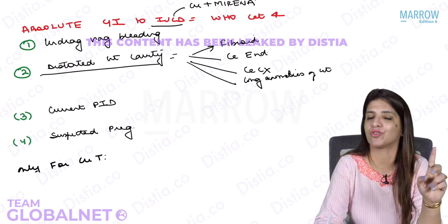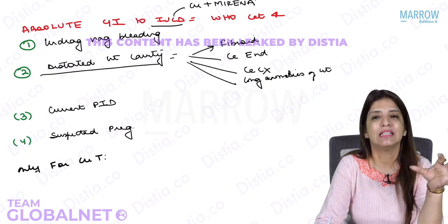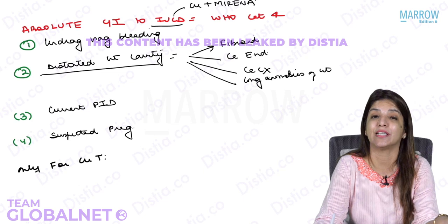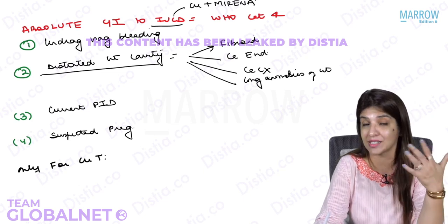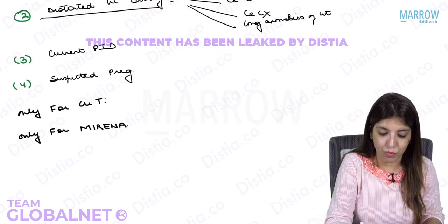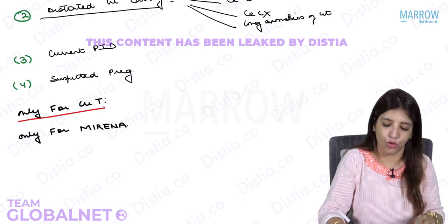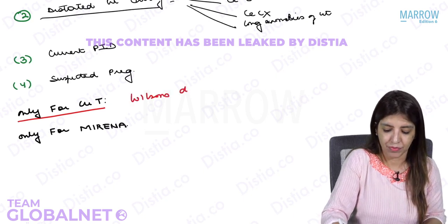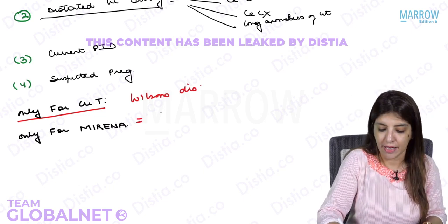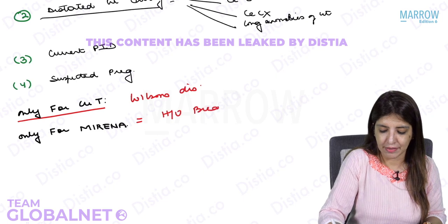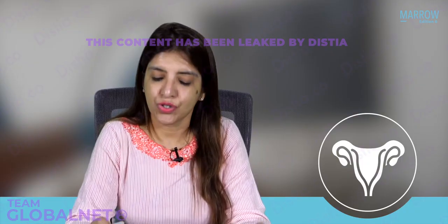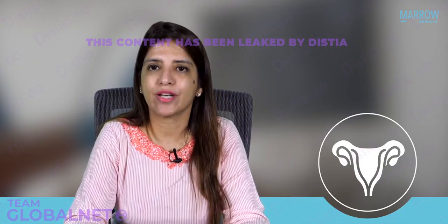So the first absolute contraindication is undiagnosed vaginal bleeding. Then you are going to say distorted uterine cavity, current pelvic infections. And if your examiner says more, any other, if they are saying like this, then say yes, suspected pregnancy. Now, a contraindication which is there only for copper T and not for Mirena is Wilson's disease. And a contraindication which is only for Mirena and not for copper T is history of breast cancer. History of breast cancer.